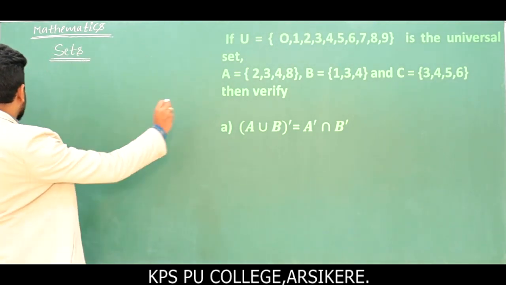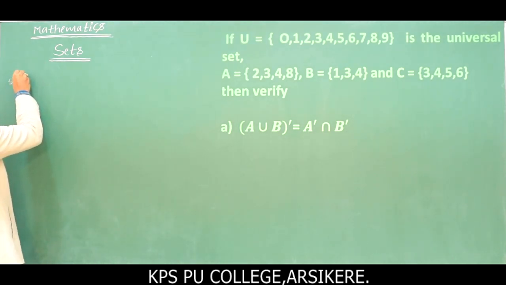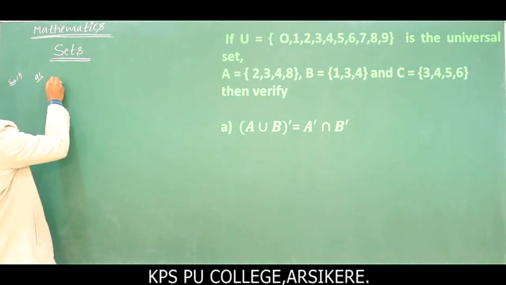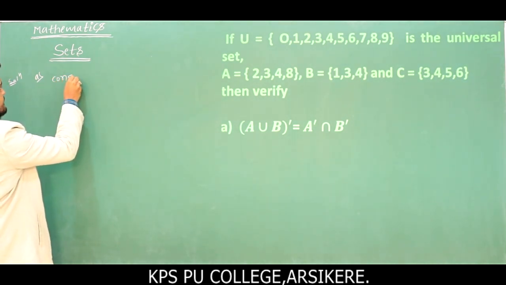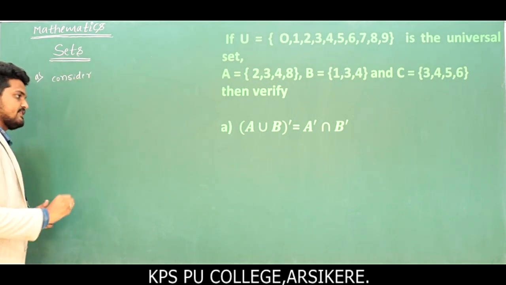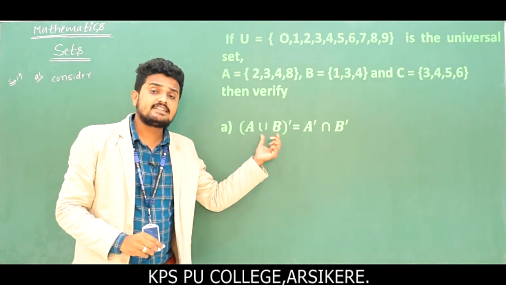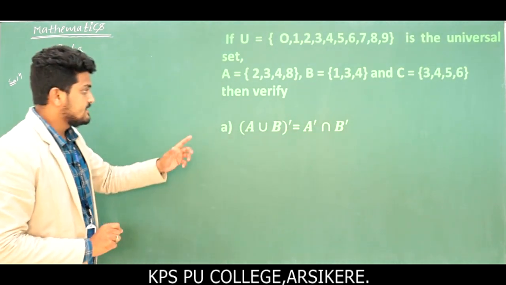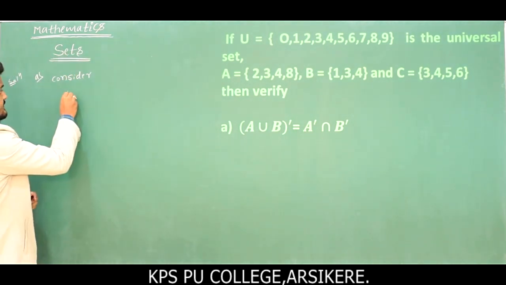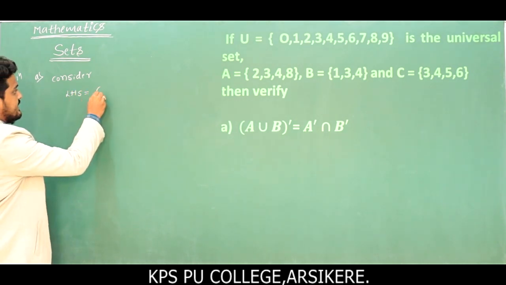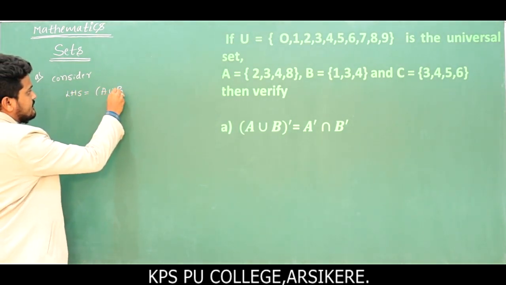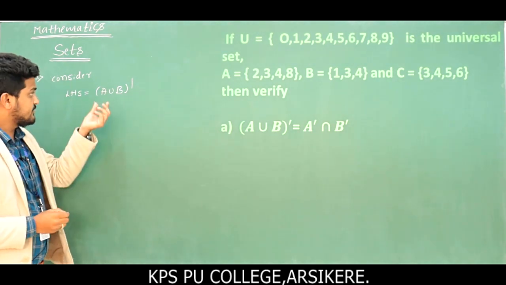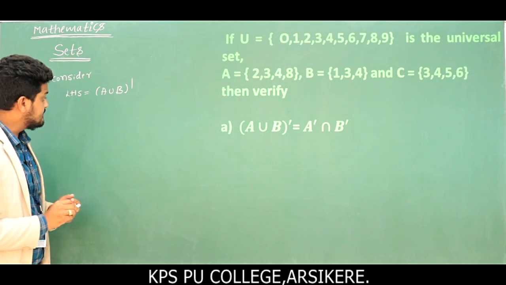So first one, solution. Consider LHS. We have to verify whether the given LHS is equal to RHS or not. They have given LHS as A union B whole dash. Then how to find A union B whole dash? You already know that before that we have to find the A union B value, right?